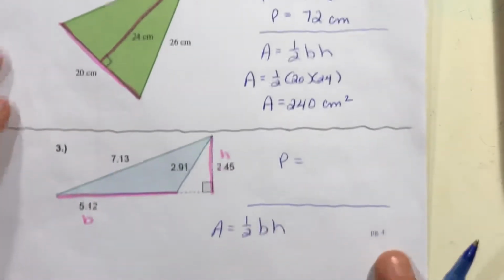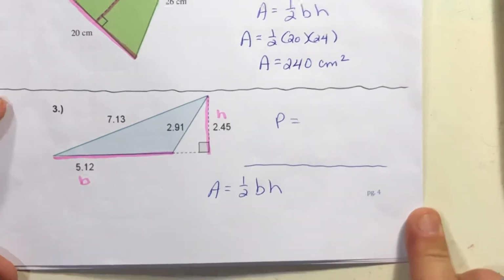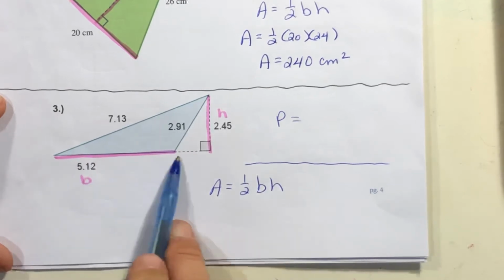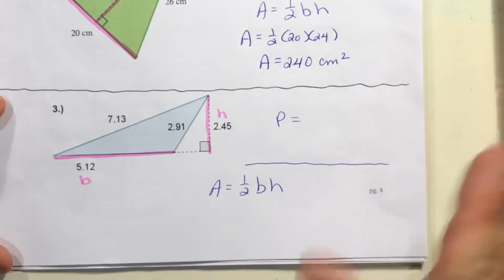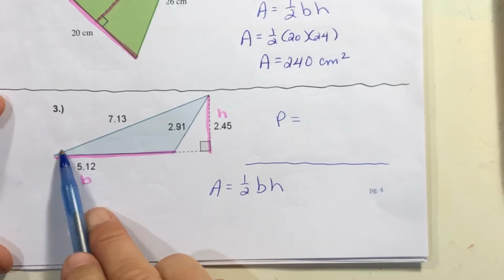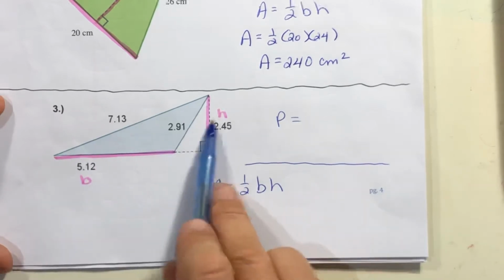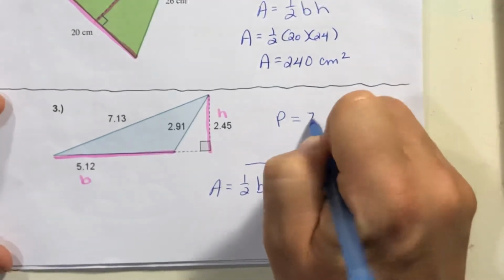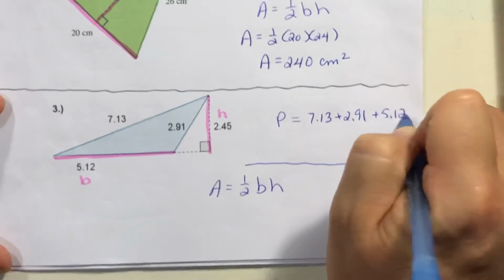All right, number 3. Number 3 is a little bit different here, ladies and gentlemen. I want you to recognize why I say that. The height actually lies outside of the triangle. The triangle is shaded in blue here, so the base is down here. So you can see I put my B on here. It's 5.12. Oh, actually, let me go back and just do my perimeter. Sorry about that. So the perimeter is going to be the outside of the blue triangle. So that's going to be 7.13 plus 2.91 plus 5.12. This is only out here to describe the height. I'm not using that in my perimeter.